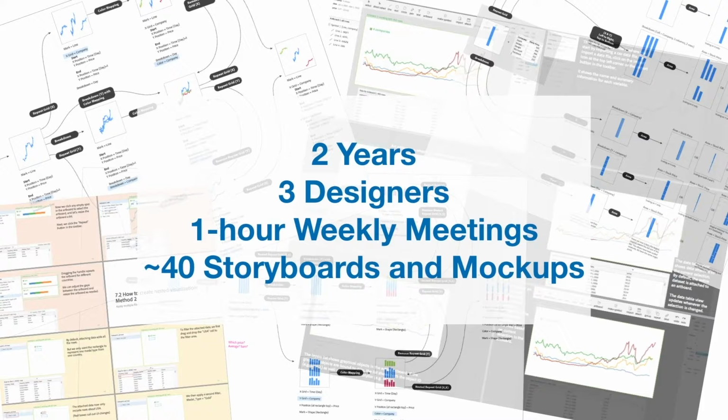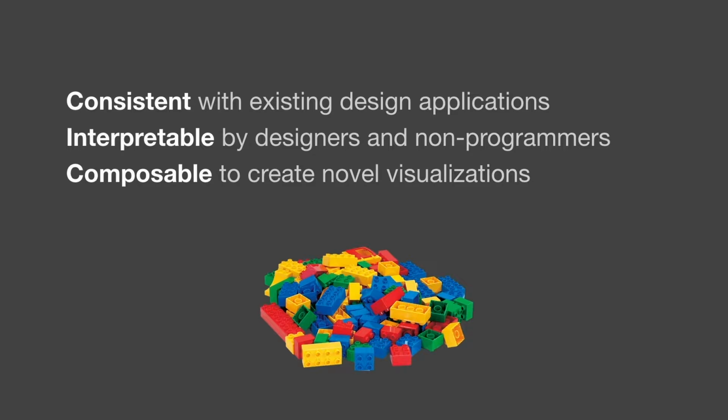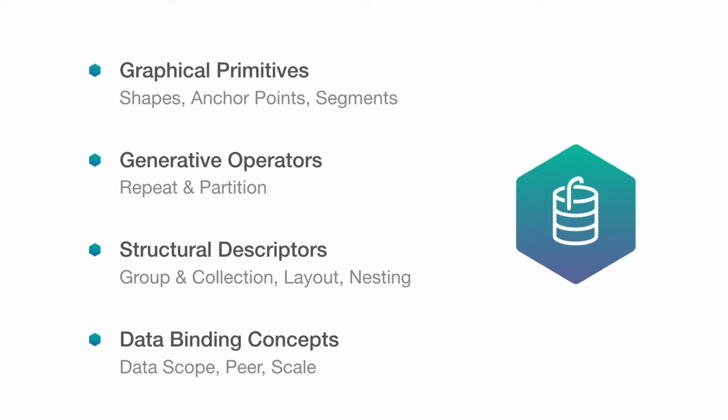Based on their demos and feedback, we created about 40 storyboards and mockups, which would illustrate how an authoring tool would work. When we were trying to find the building blocks, we followed three principles. The first is that whenever we come up with an idea borrowed from an existing design tool, it must be consistent with how it is used in current design applications. Secondly, these building blocks should be interpretable by designers so that they can understand how they work. And finally, these building blocks should be composable so that designers can piece them together in different ways and come up with novel designs.